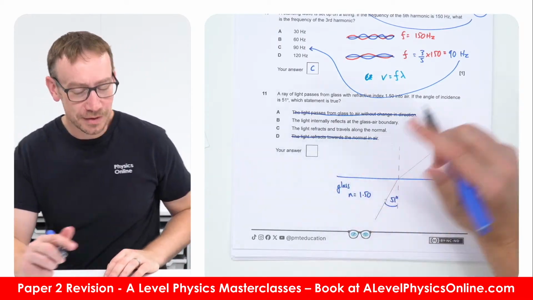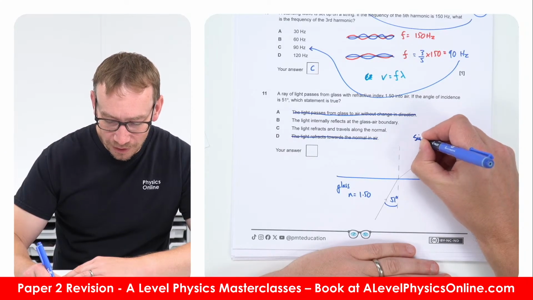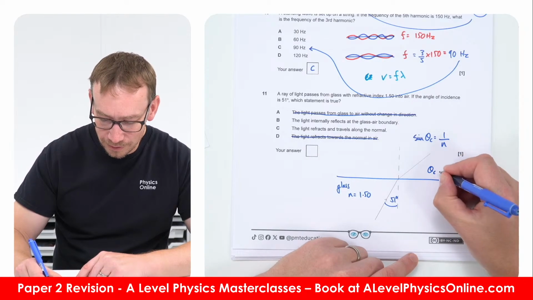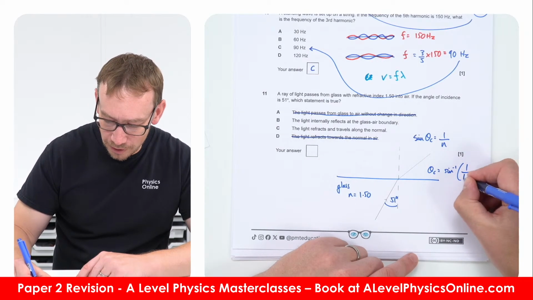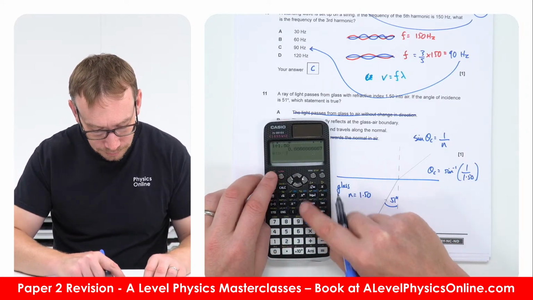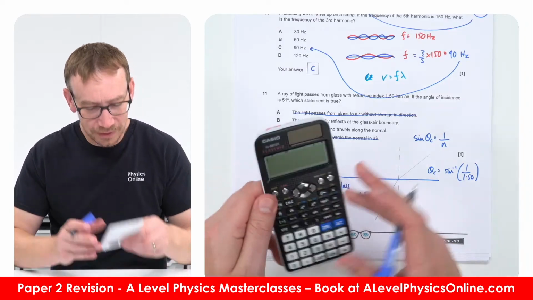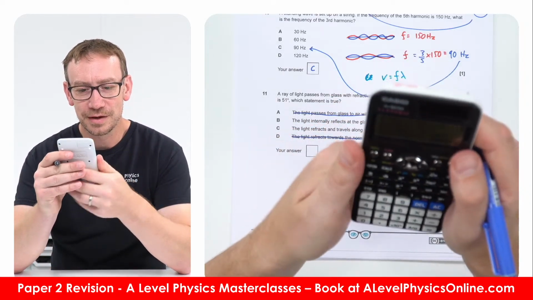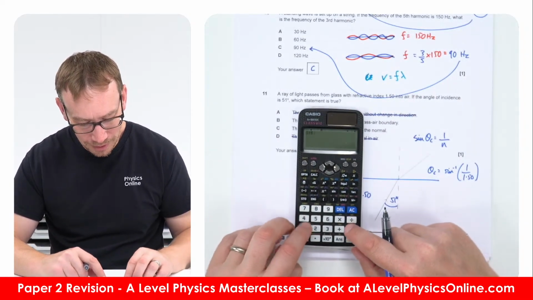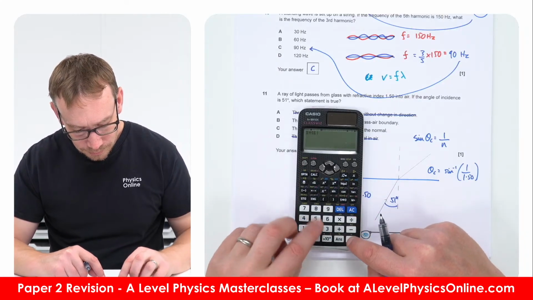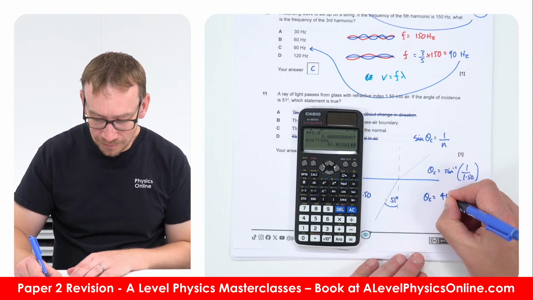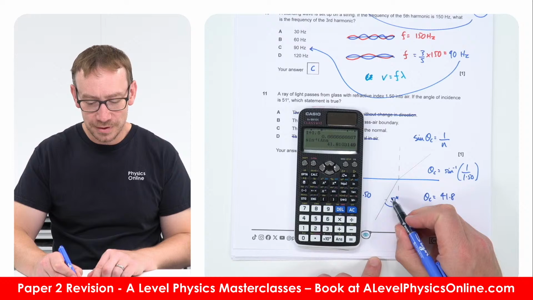So in that case, let's have a look at the critical angle. Basically we can say that sine of the critical angle is equal to 1 over n, which in this case means that the critical angle must be sine to the minus 1 of 1 over 1.50. So let's just work this out. Oh, hold on. I need to set this up to degrees, not radians. Okay. Always make sure you've got your calculator set up properly. So the critical angle is equal to 41.8.